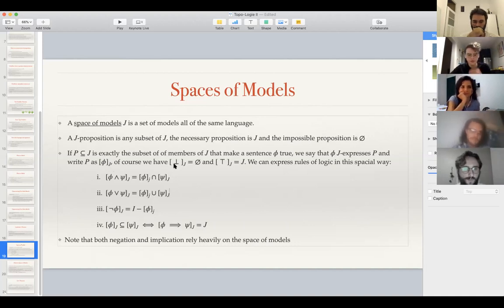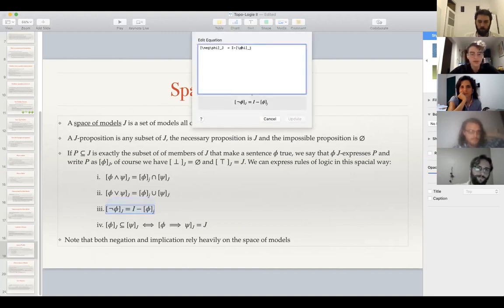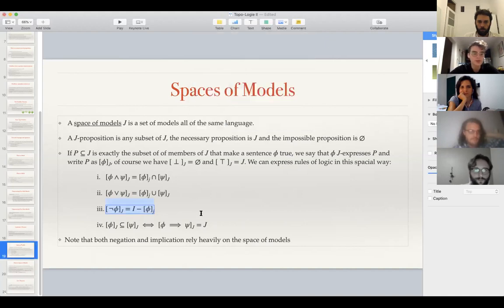And then falsity is, of course, the empty set, the impossible proposition. Truth is going to be the whole thing. And then you get all these normal operations: conjunctions by taking intersections, disjunctions with unions, and we just take the complement to do negation.